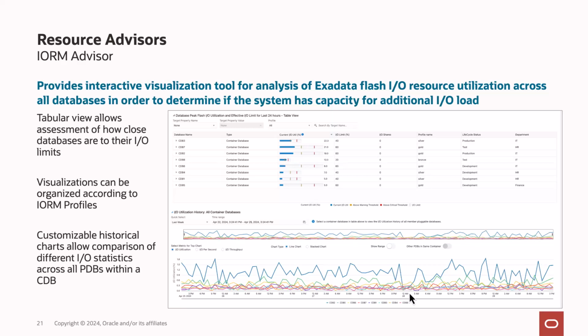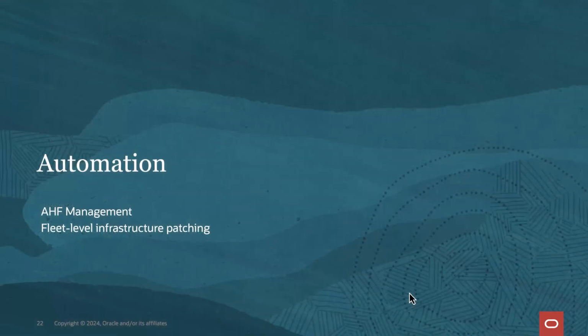We are also providing customizable charts to compare different IO statistics over time. Next set of features are automation with AHF management and fleet level infrastructure patching.